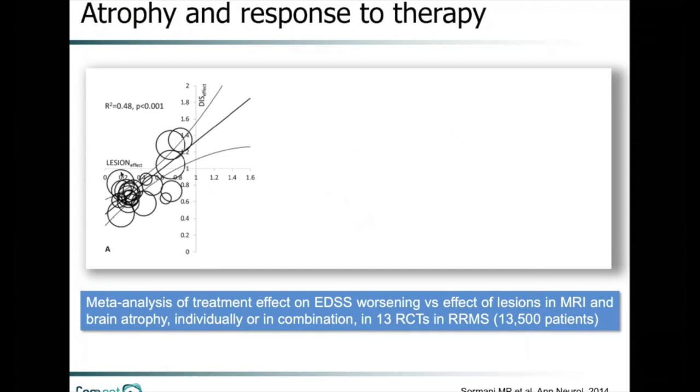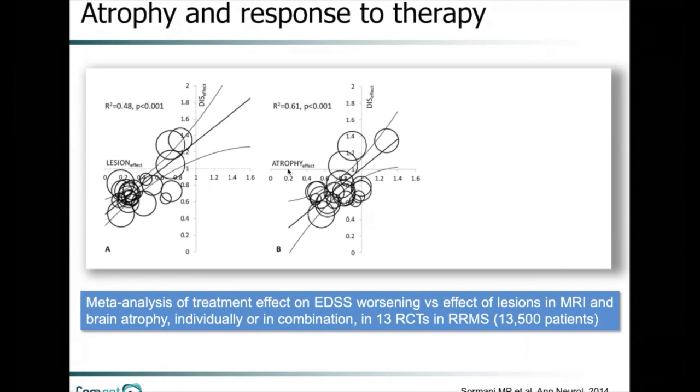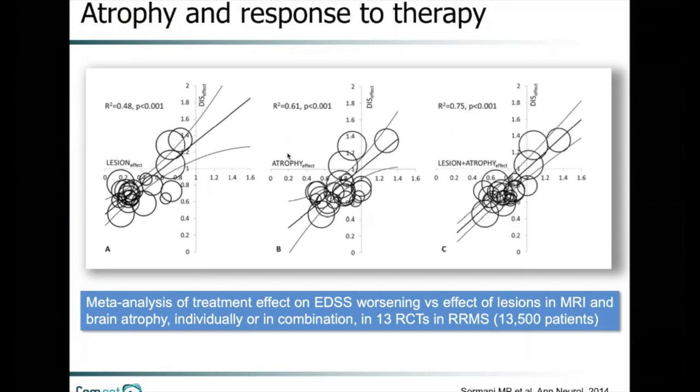If you look separately at the effect of the drug on brain volume parameters, you can see here that you are able to explain 61% of the effect of the drug on disability by looking at the effect of the drug on atrophy. But if you put these two parameters together, lesions plus atrophy, what you see is that you're able to increase your predictive power, and you end up predicting 75% of the variability of disability when you put together these two variables. This is at a meta-analytical level, so using data from different trials, considering trials as single observations.